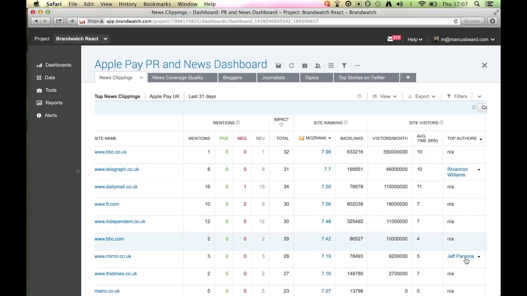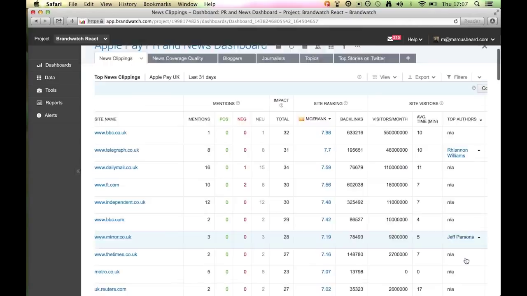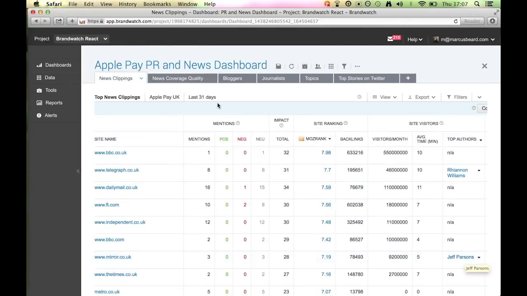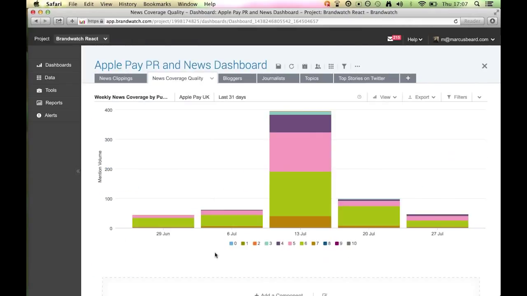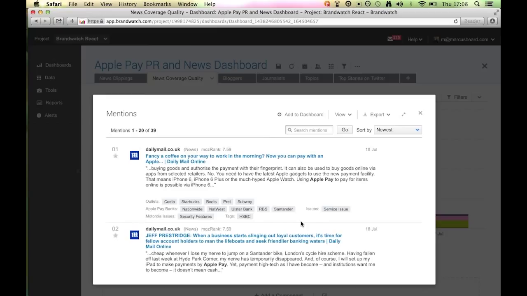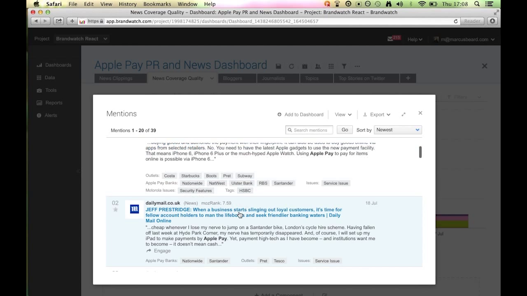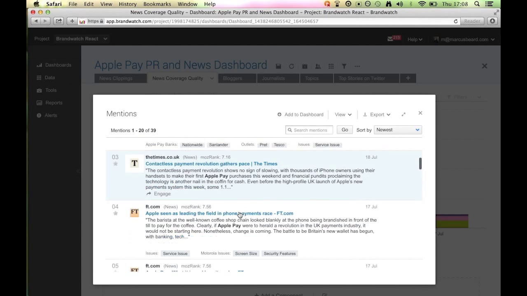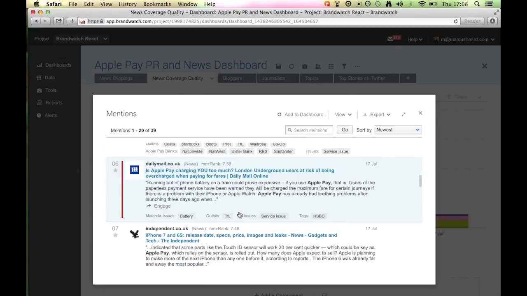You can also understand a little bit about who the specific authors are at some of these places specifically. The next tab is the news coverage quality, and this is a really important distinction. It's not just about getting lots and lots of news stories, it's about how good the coverage is. And we rank this using MozRank, and MozRank is a sort of a measure of how important a website is. So if you're getting news coverage in some of the top global newspapers, you might get some of these sort of MozRank 7 out of 10, and that's what Apple did on this particular week when the Apple Pay launched.